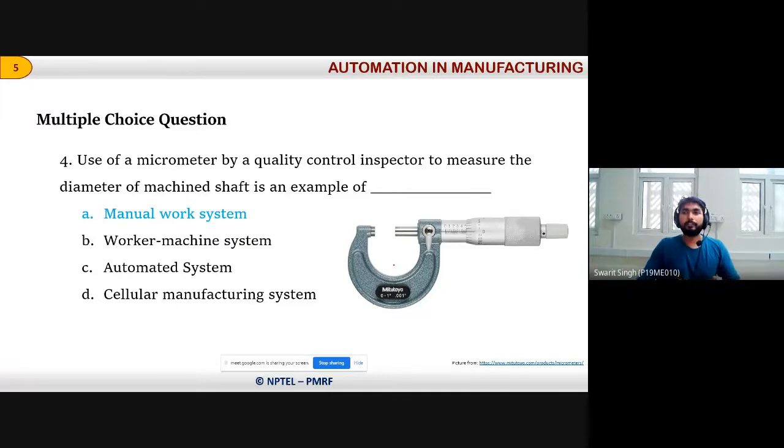And cellular manufacturing is something we talk about in the era of Industry 4.0, where we are sitting at home and the machining or manufacturing operation is occurring somewhere else in the factory. We are controlling that operation through a computer system, a human machine interface, or some mobile application that we have in our hand. That is called a very advanced level of manufacturing system, known as the cellular manufacturing system. So the inspection using this micrometer or some other instrument comes under the manual work system.